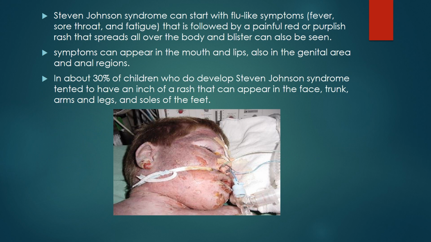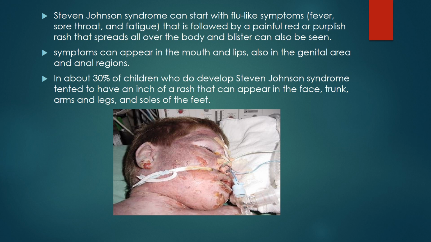Stevens-Johnson syndrome can start with flu-like symptoms, fever, sore throat, and fatigue. That is followed by a painful red or purplish rash that spreads all over the body, and blisters can also be seen. Symptoms can appear in the mouth and lips, also in the genital area and anal region.